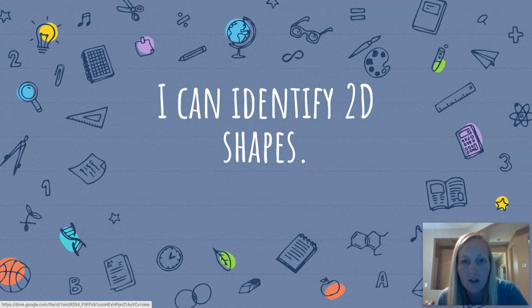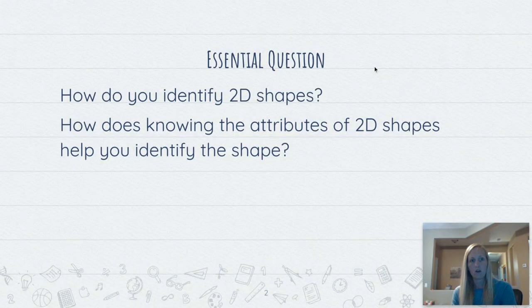So I've created a series of lessons on 2D and 3D shapes because that's what we're learning next. When we're looking at 2D and 3D shapes, we want to know what the attributes of the shape are and how you can identify a shape. This first video is just a review of 2D shapes. What are the names and what are those attributes of the shape? So let's go ahead and review.